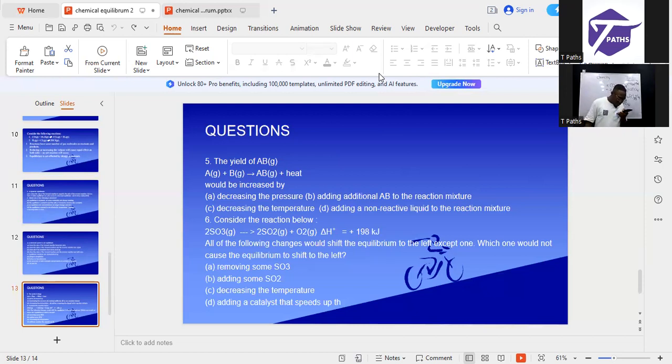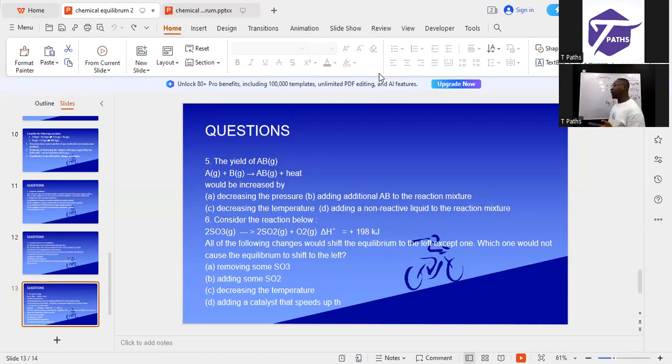Adding a non-reactive liquid to the reaction mixture. Now, what is a non-reactive liquid? A non-reactive liquid can serve as what? An inert substance. So when we add an inert substance, then we can easily say that an inert substance is something that does not react to the system, does not react. So in that case, we can clearly say that the system has no effects. So adding an inert substance, we have no effect on the system. The next question there is what?